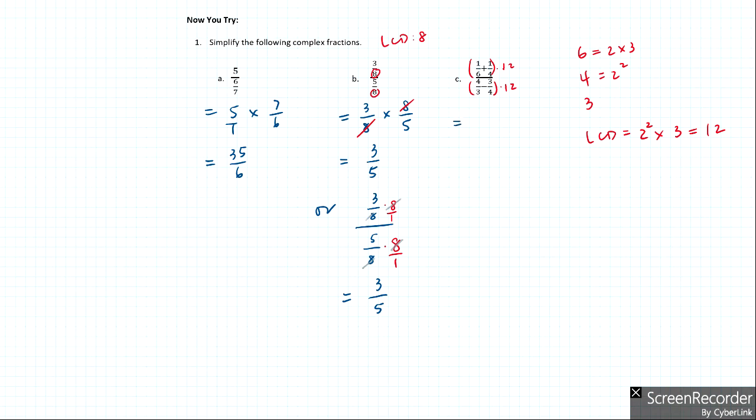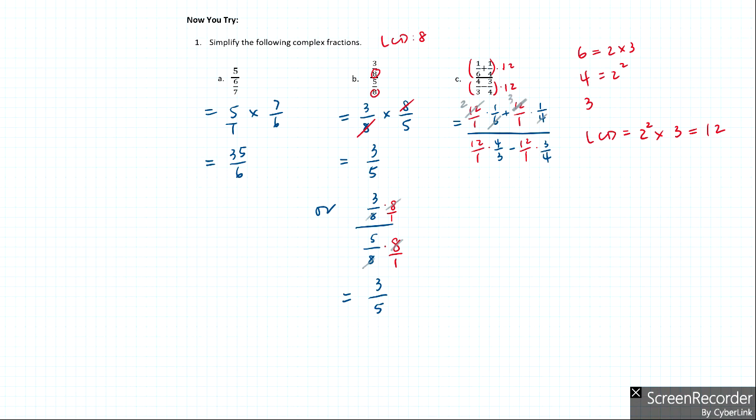As we do that, we would have 12 over 1 times 1 over 6 plus 12 over 1 times 1 over 4. And this is all over, again, 12 over 1 times 4 over 3 minus 12 over 1 times 3 over 4 altogether. Now with cancellation, we would have 12 and 6 cancel out to leave a 2 on top, and 12 and 4 cancel out to leave a factor of 3.